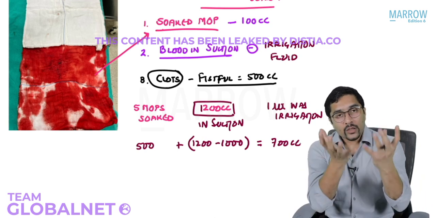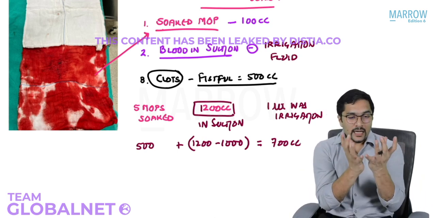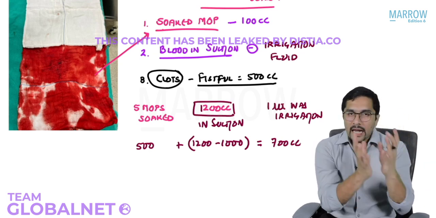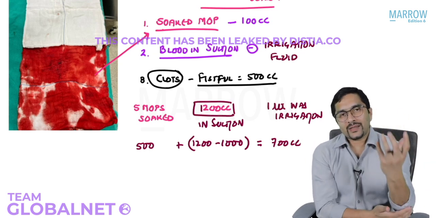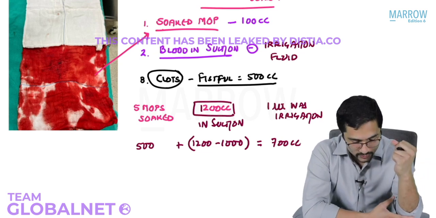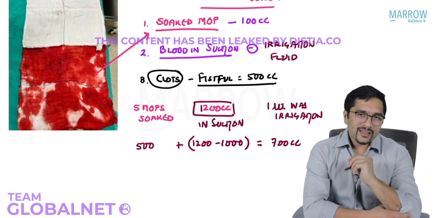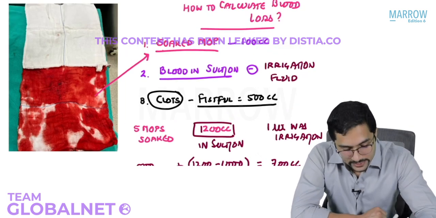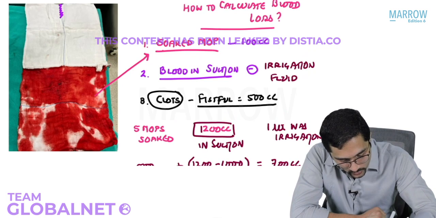At some places, they also weigh the mops. So they see how much the soaked mops weigh and how much dry mops weigh, and their difference is taken to calculate the amount of blood loss. Now, one more thing which I want you to notice here, which is very important as a safety mechanism. Can you see this bluish line on the mop? This bluish line.